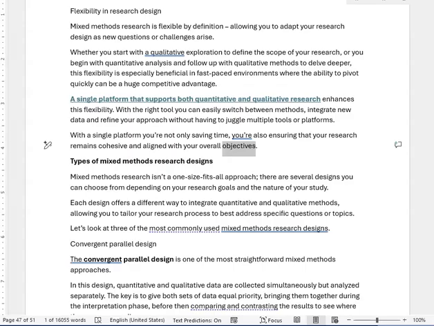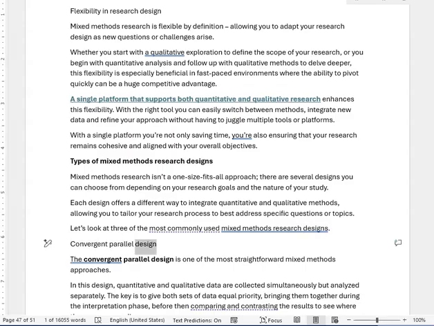Types of mixed methods research designs. Mixed methods research isn't a one-size-fits-all approach. There are several designs you can choose from depending on your research goals and the nature of your study. Each design offers a different way to integrate quantitative and qualitative methods, allowing you to tailor your research process to best address specific questions or topics. Let's look at 3 of the most commonly used mixed methods research designs.